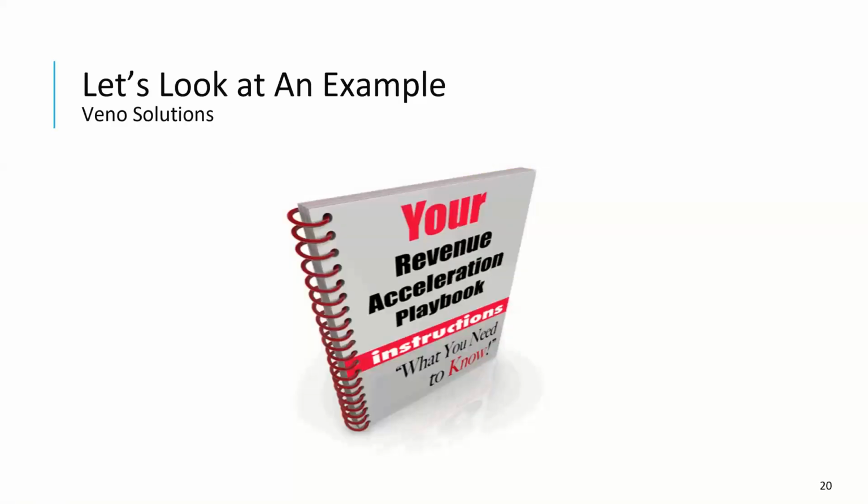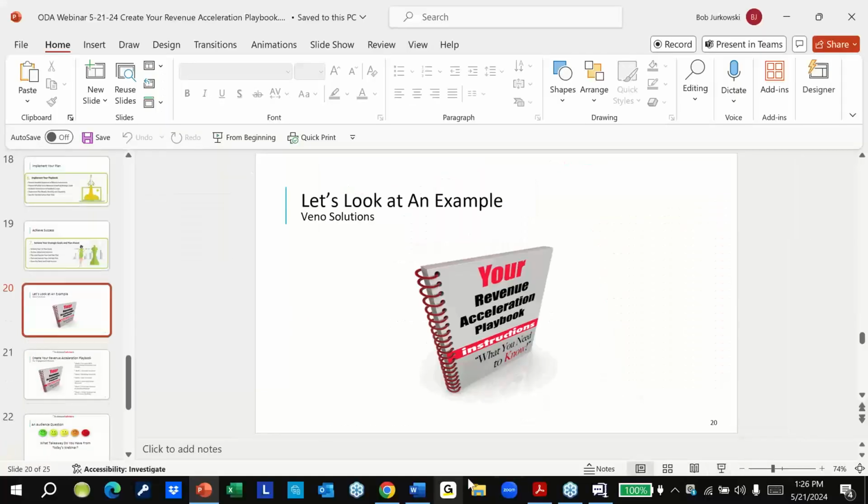Okay, let's look at an example. And by the way, we're going to show you a real example today. We've changed the company name to Vino Solutions, and that's just meant to be a name to present as this company. But this is a current customer of ours. It's a current example. And we just wanted to make sure that we weren't disclosing any type of confidential information in this process. So let's go ahead and take a look at this.